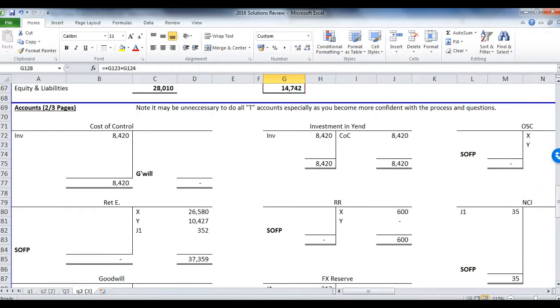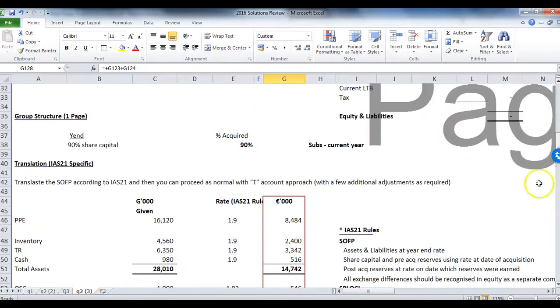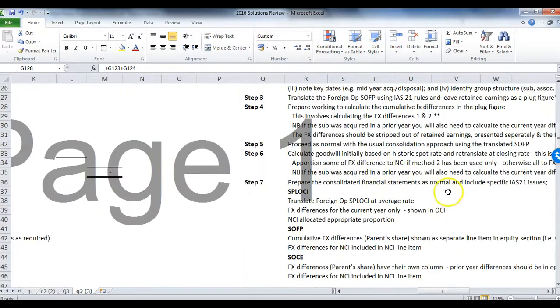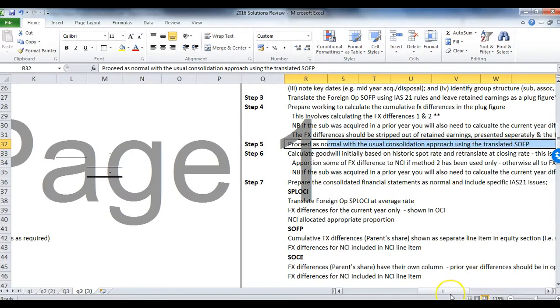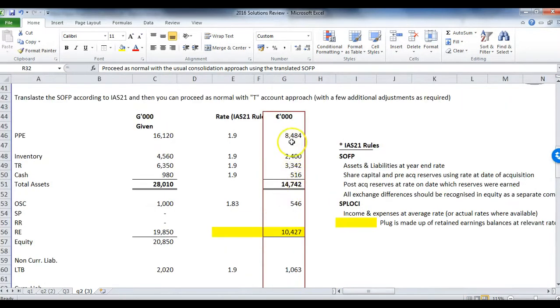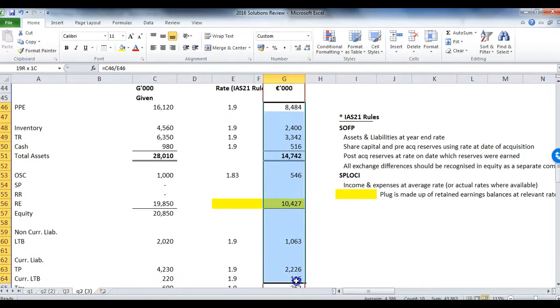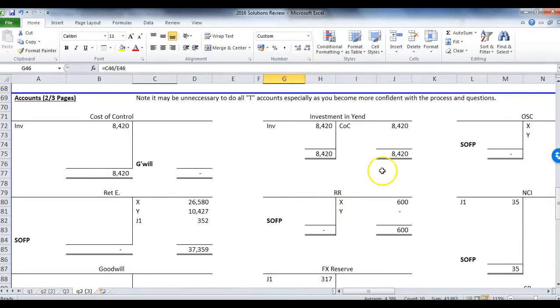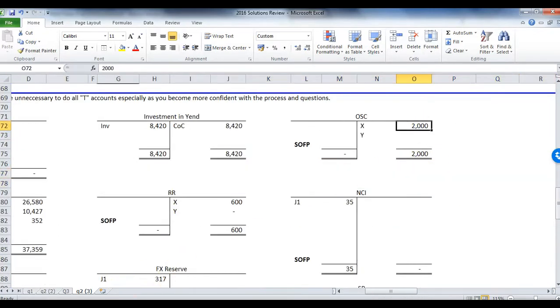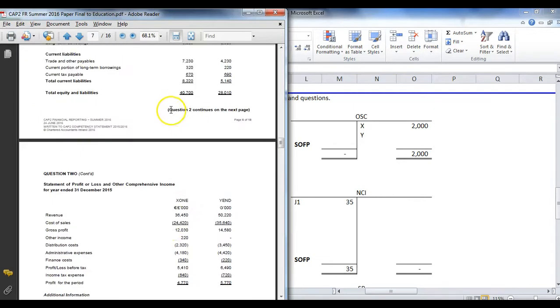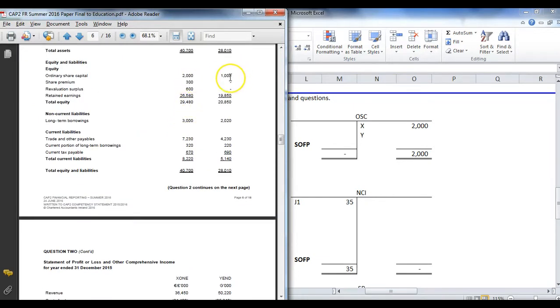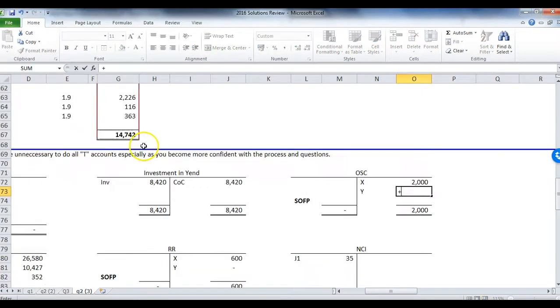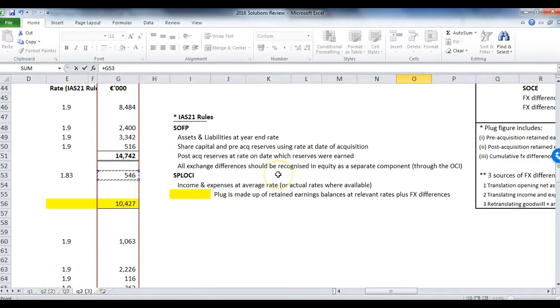Alright. The next key point then, as per the steps, is you proceed as normal. So proceed as normal using consolidation approach, using the translated SOFP. So that essentially means this is now the updated sub's SOFP. Now we can calculate goodwill as normal. So my ordinary share capital is 2 million for the parent, which is coming from there. Do not put in the 1 million. Remember, that is not a euro currency. You put in the updated balance sheet, which is 546.